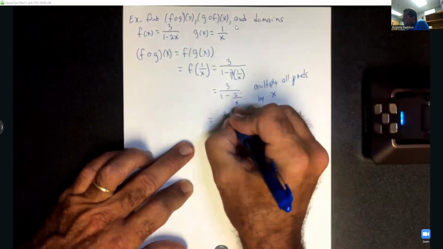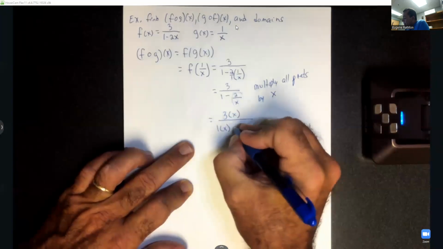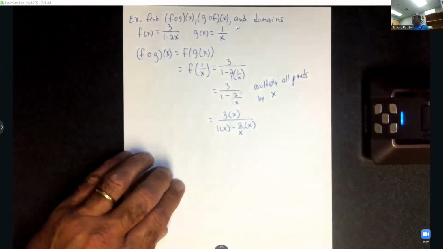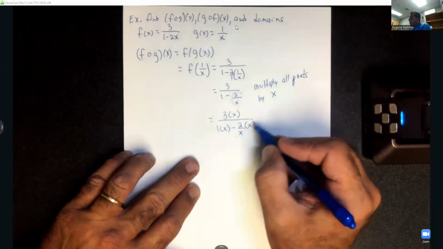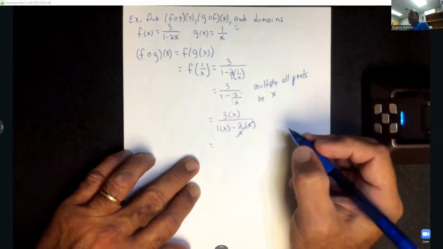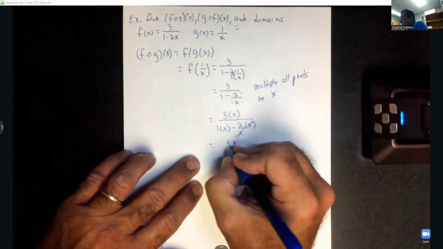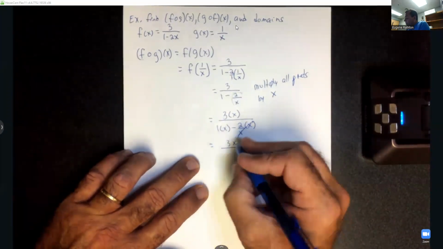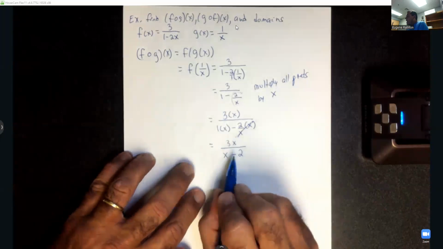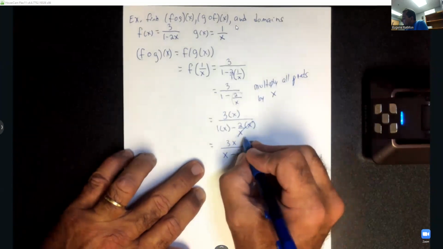So that'll give me my 3 on top times x, the 1 on the bottom times x, minus 2 over x times x. The main thing you notice right here is that those x's cancel. So what's left? 3 times x on top is 3x. On the bottom, I have 1 times x, which is x, minus that 2. So now this looks like a normal fraction. You have a numerator and a denominator. So that's our final answer.